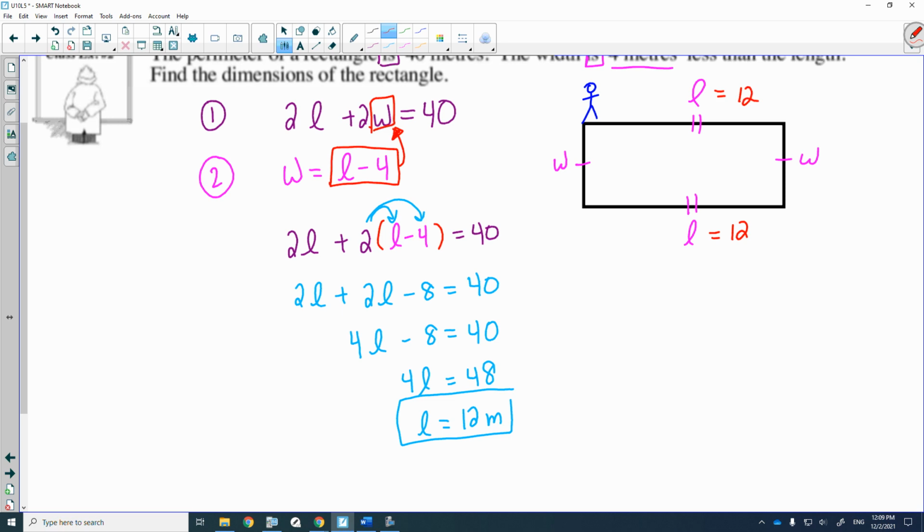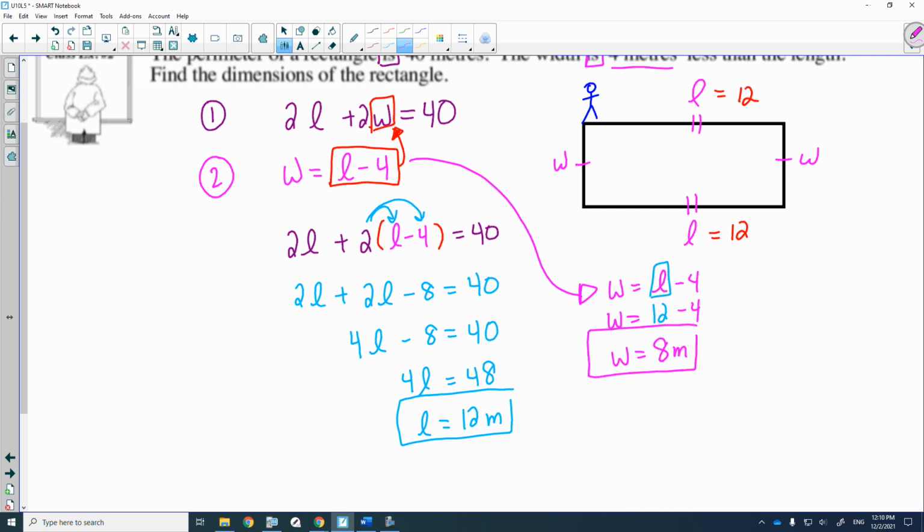Now you have to calculate the width. So you'd say, okay, how do I calculate the width? You could take this length and put it into system 1 or system 2. Which system do you think I'm going to plug it into? System 2, it's already set up for me, right? So system 2 was this guy. Width is equal to L minus 4. Width is equal to, I know that L is 12. What would the width be? 8. 8 meters is the width.